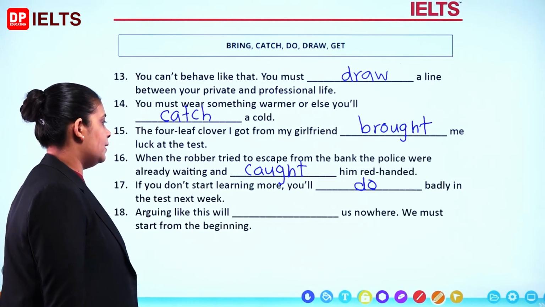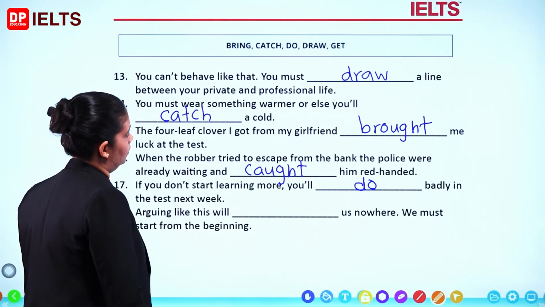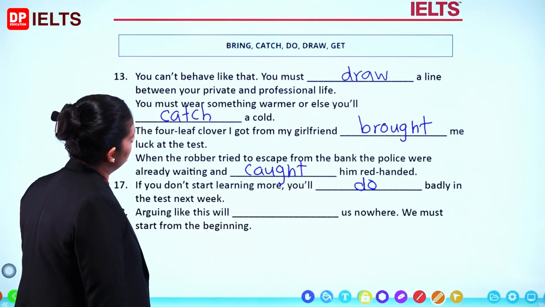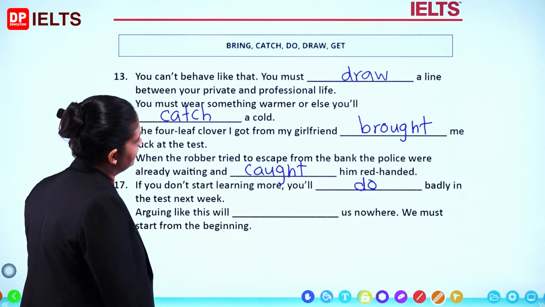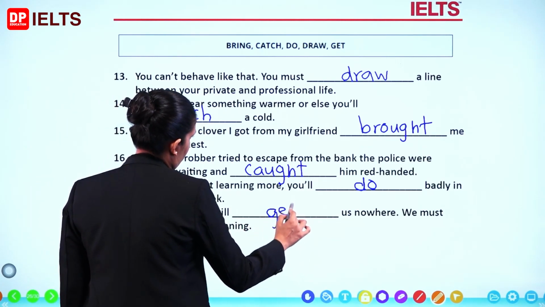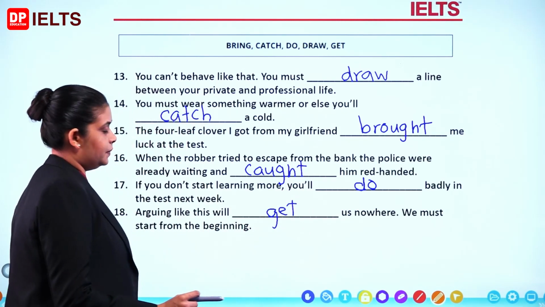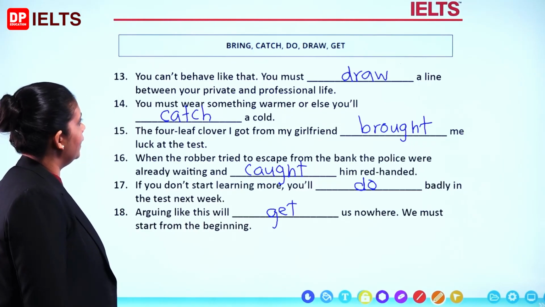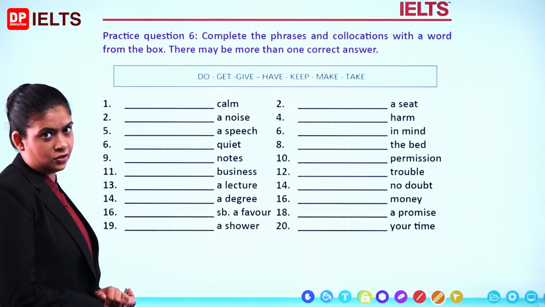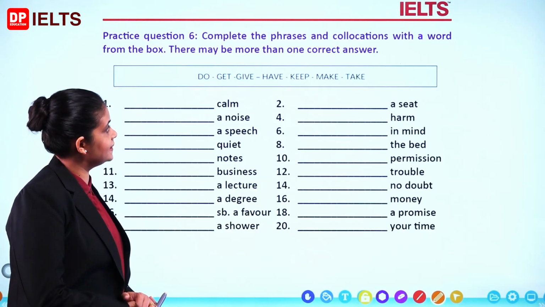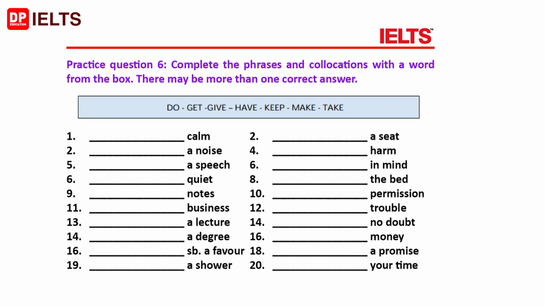Arguing like this will get us nowhere. We must start from the beginning. Okay? Alright, so let's look at our last practice question, which is practice question 6. Complete the phrases and collocations with a word from the box. Okay? There may be more than one correct answer.